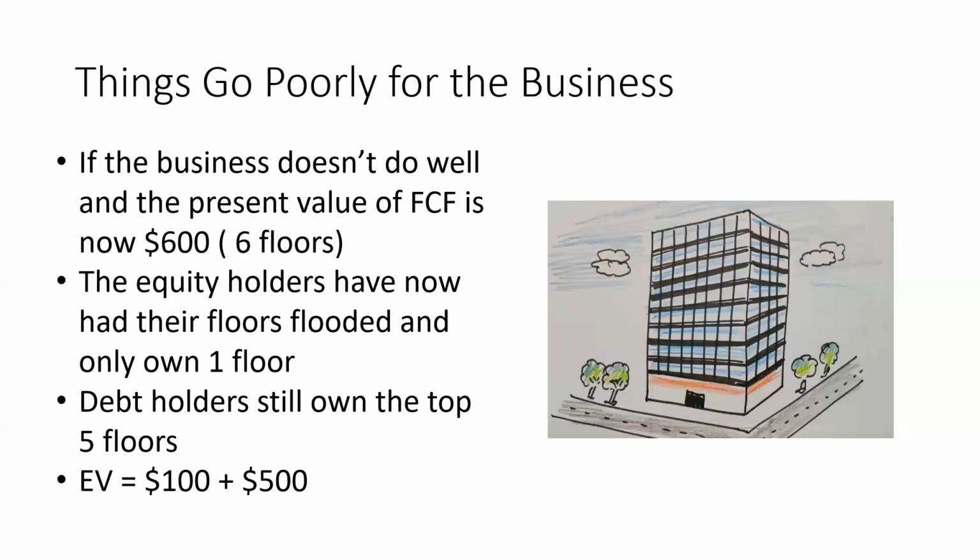So if we look here, the business isn't doing well. The present value of free cash flow is now 600, so 6 floors. The equity holders now only have 1 floor left. All their other 4 floors have been flooded. This is very unfortunate. The debt holders, though, they still own the top 5 floors. So unless all the equity holders get wiped out, debt holders can sleep well at night knowing that they're secure.